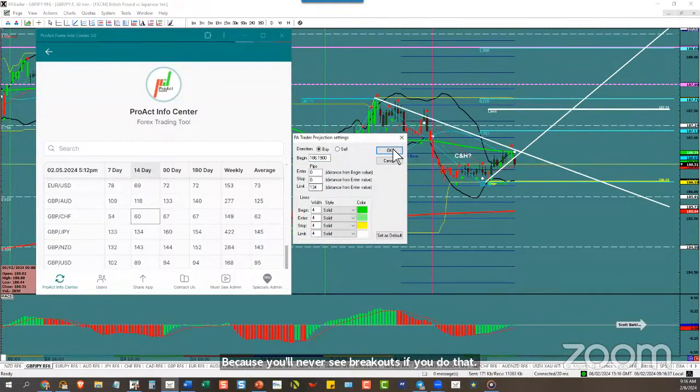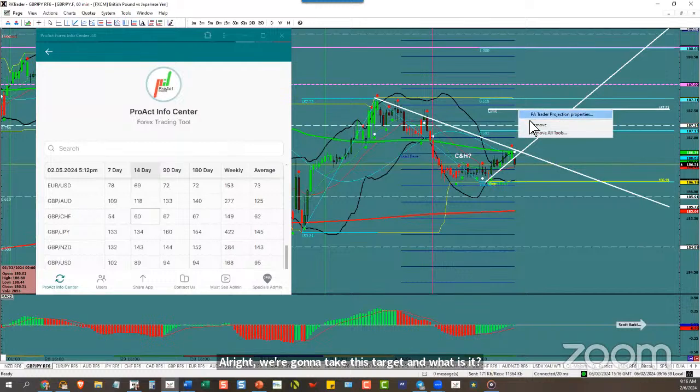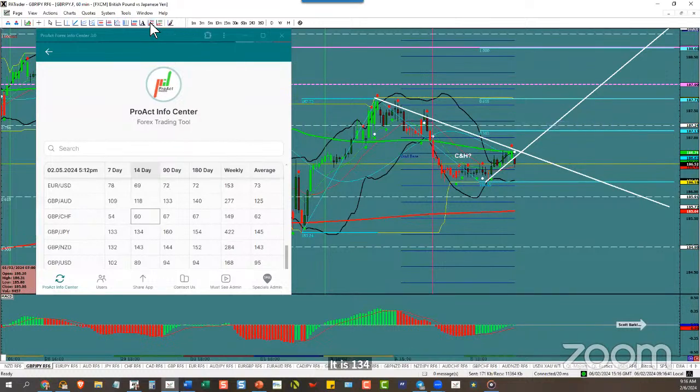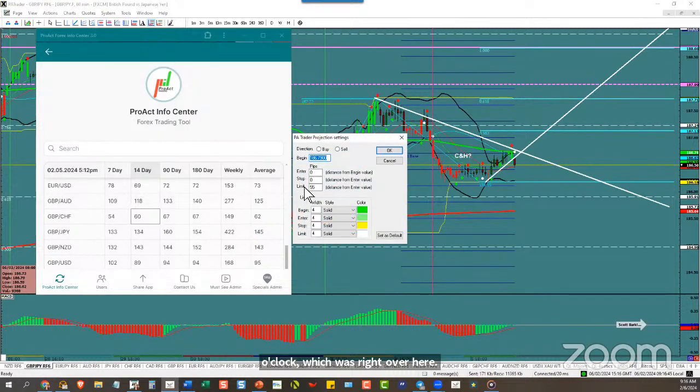It is 134 pips. So we're going to find the high now after 5 o'clock, which was right over here. This one right here just happened. And we're going down for, what did I say, 135 pips? I think so. 135, let me just check it. 134. 134 pips. We're a seller.